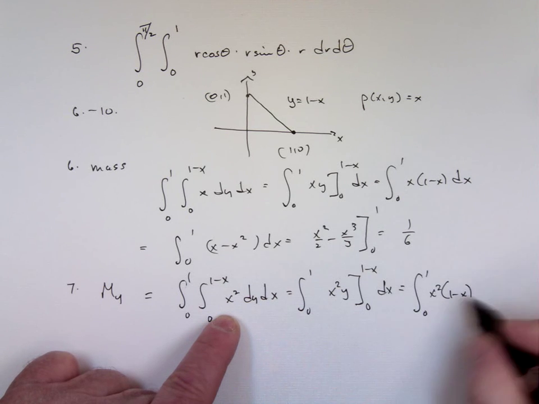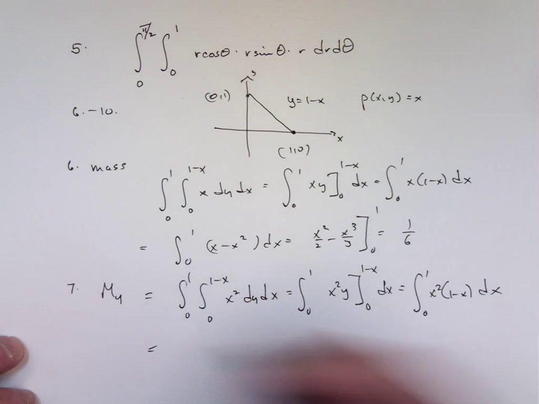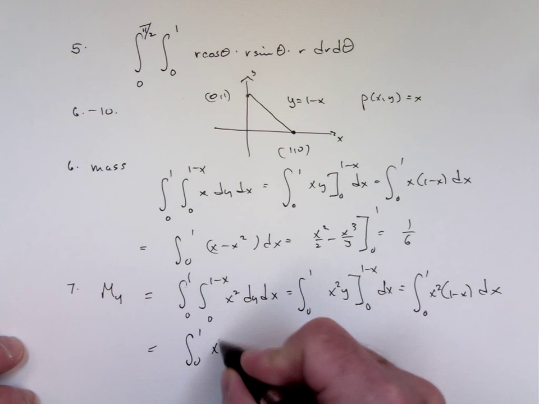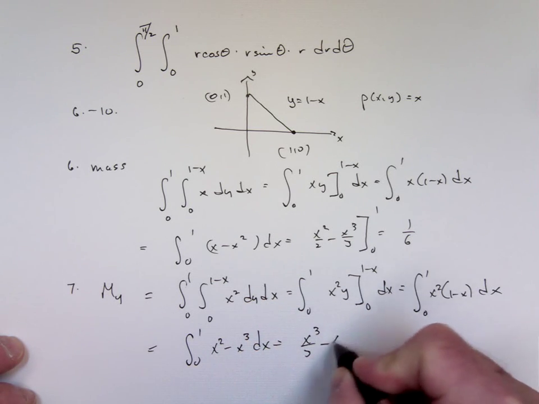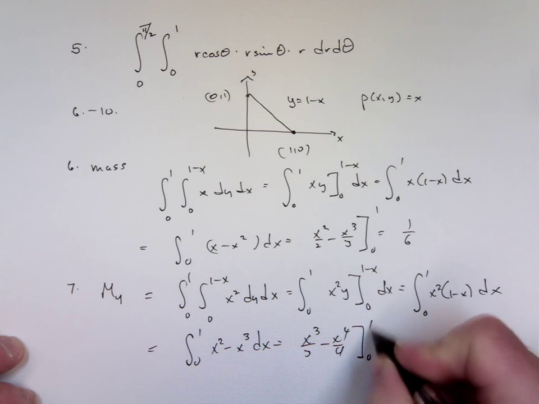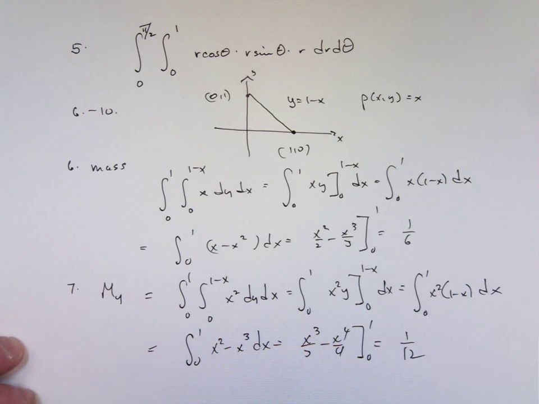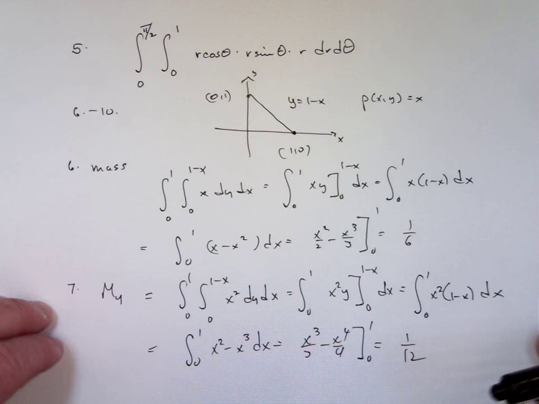0 gives us a 0. Multiply it out. Integrate it. 1/3 minus 1/4 is 1/12. Okay, how are we doing? Everybody doing okay? Okay. All right, you all set?